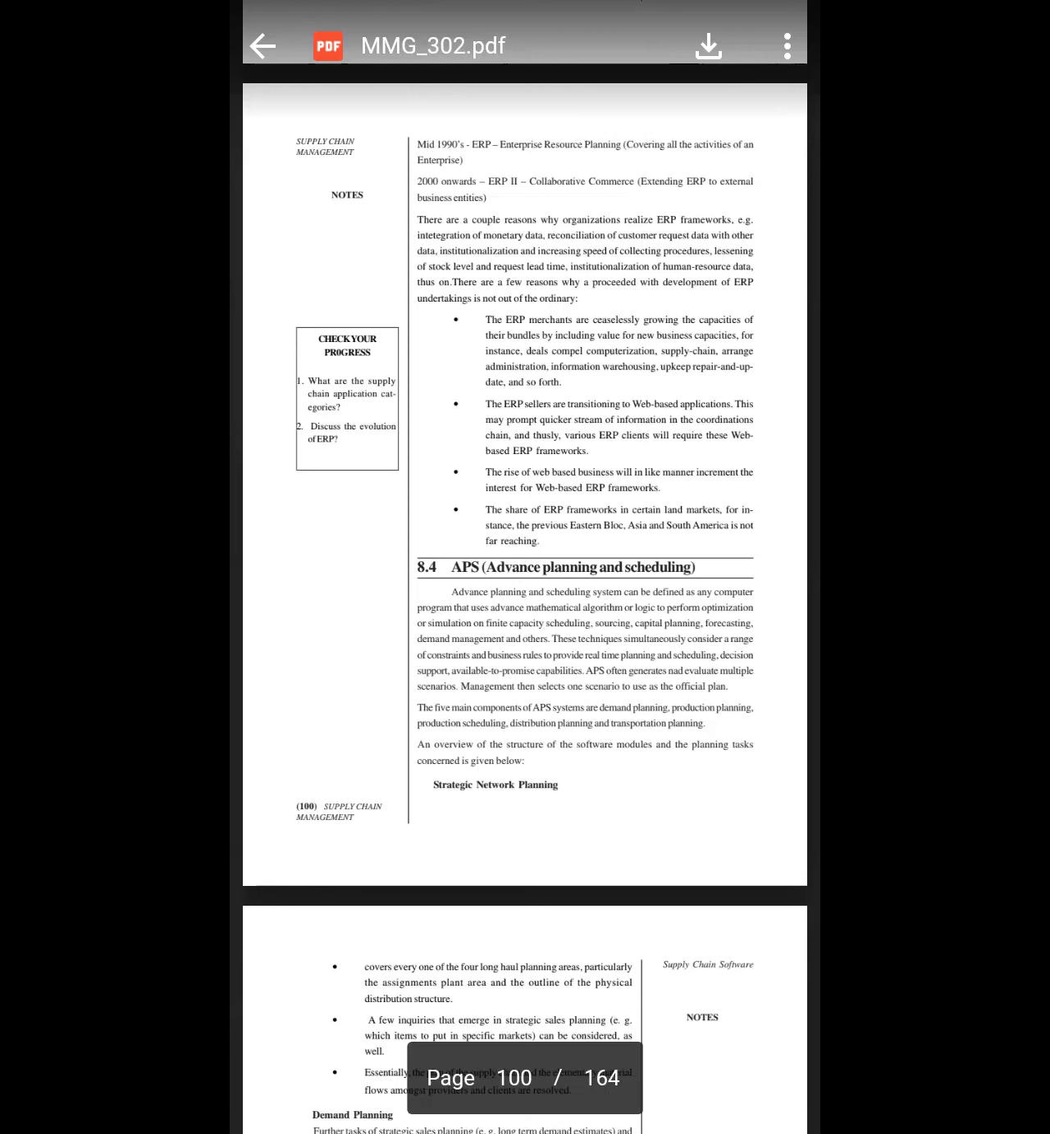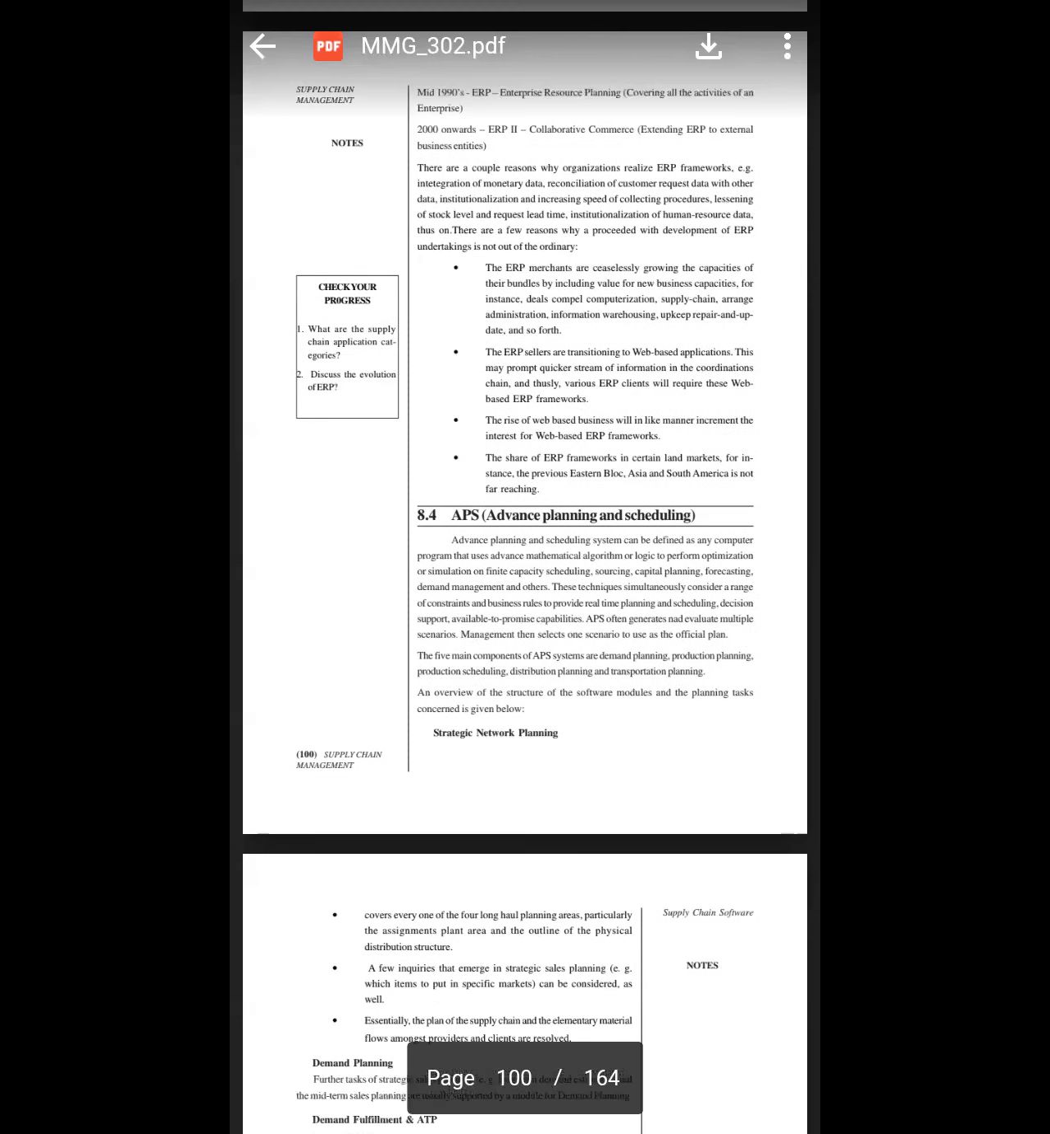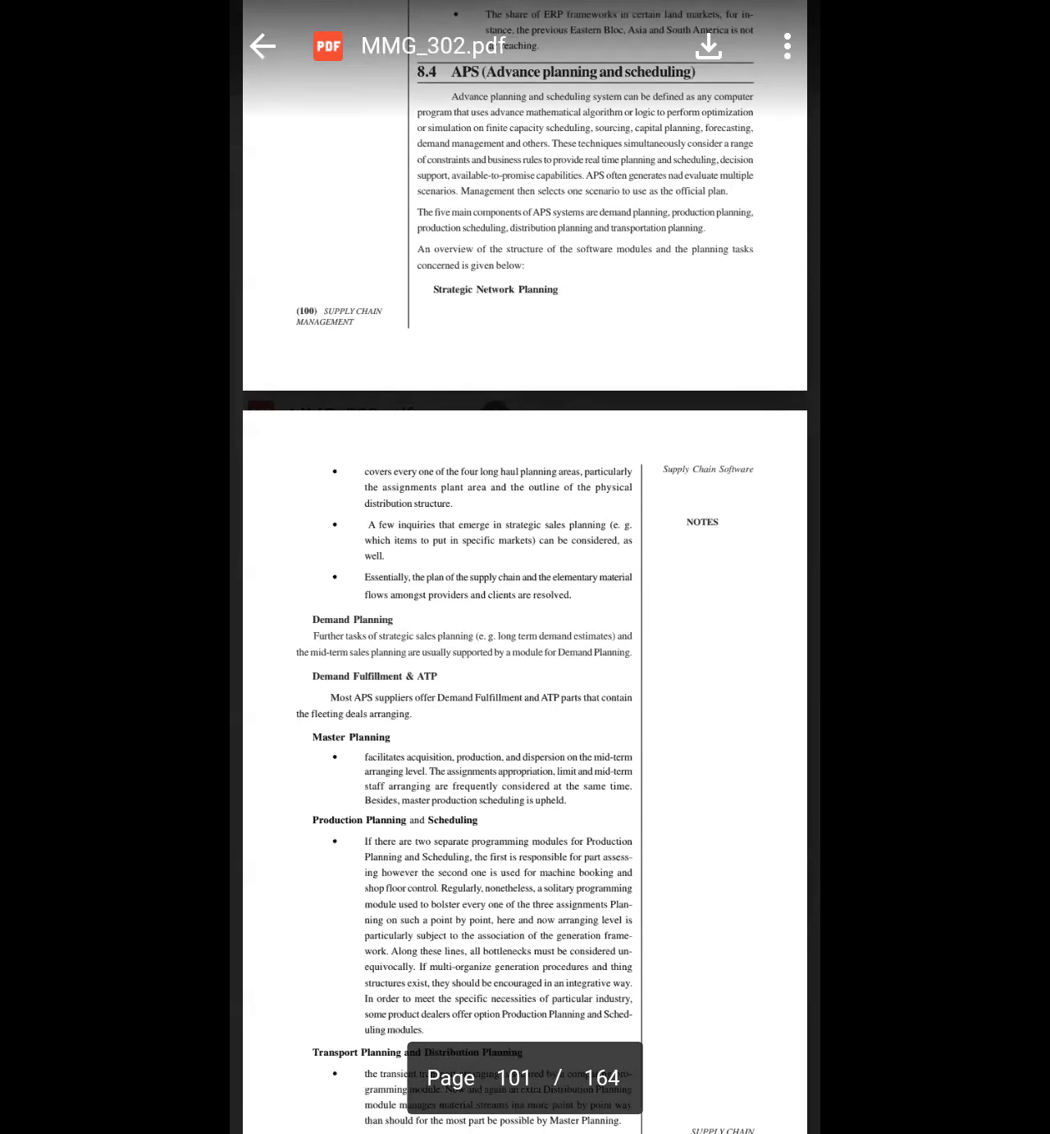There are a couple of reasons why organizations realize an ERP framework. Now let's see: integration of monetary data, integration of customer request data with other data, standardization and increasing speed of manufacturing procedures, lessening of stock level and order lead time, standardization of human resource data, and so on. There are a few reasons why proceeding with the development of an ERP undertaking is not ordinary. Now ERP plays an important role in each and every sector.